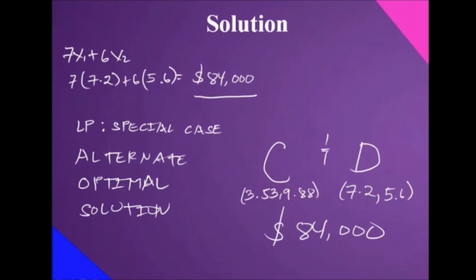Ibig sabihin, kahit mag-produce sila ng 3.53 unit ng Accord tapos 9.88 unit ng Civic, ang profit is $84,000. Or kapag naman gusto nila 7.2 unit ng Accord sa 5.6 unit of Civic, profit pa rin is $84,000. So that is the alternate optimal solution, linear programming special case.